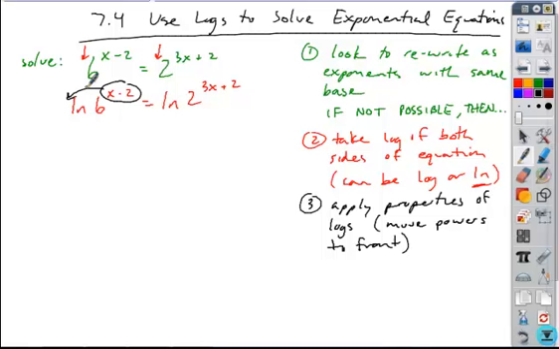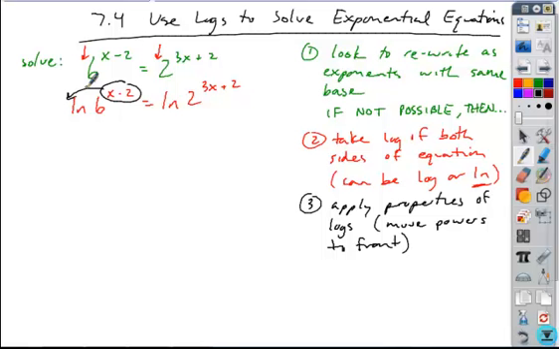So if this can't be done, then what you need to do is follow these steps. Okay, you need to take the log of both sides of the equation. It doesn't matter if you take the common log or natural log. Okay? It doesn't really matter.